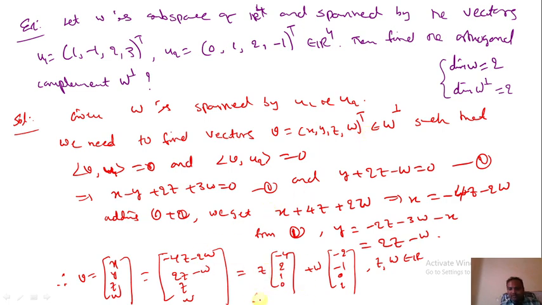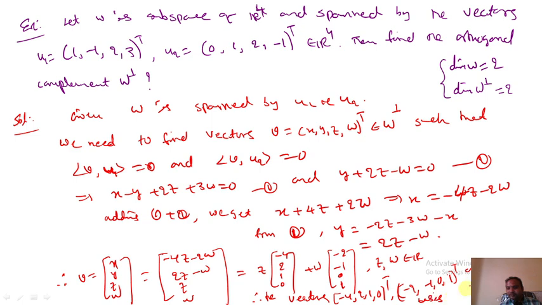Therefore the vectors minus 4, 2, 1, 0 transpose and minus 2, minus 1, 0, 1 transpose are a basis for W perp. You can check it. If there is any doubt, it must be orthogonal to each vector.